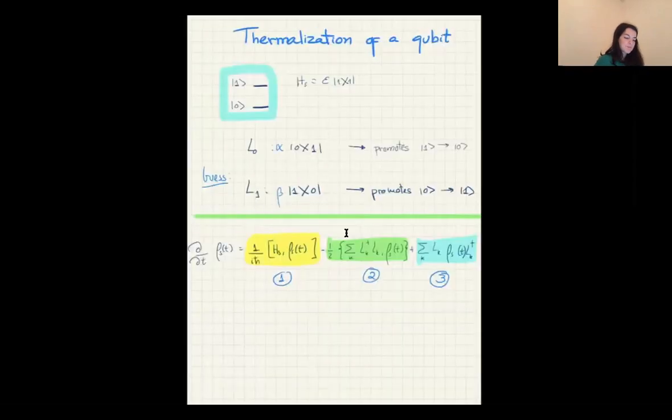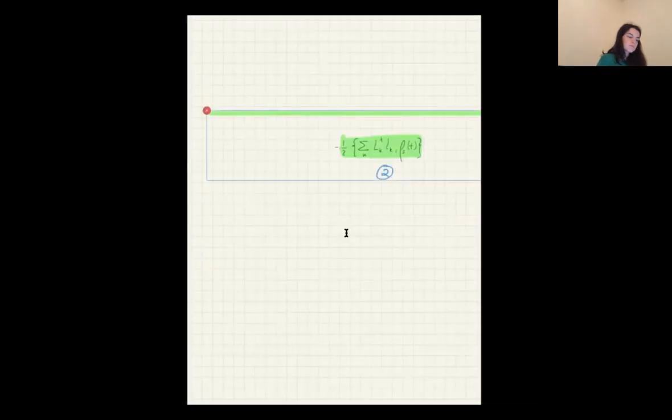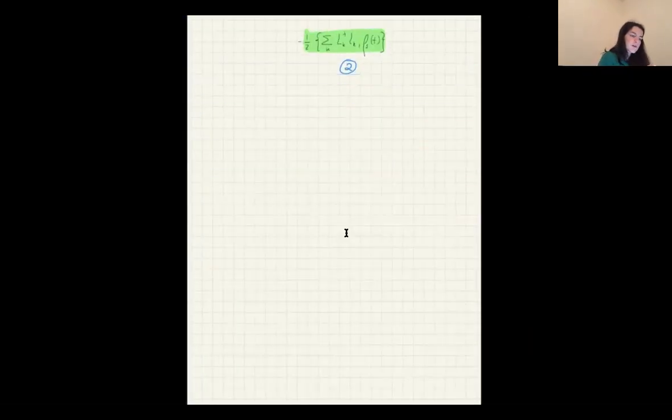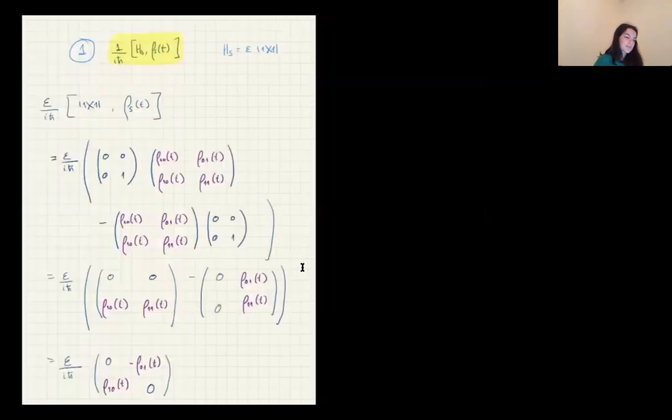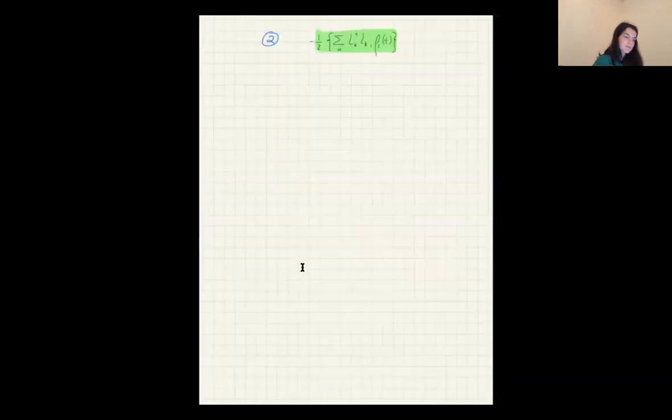What's part number 2? What's this? Okay, with the minus sign and all. And what are these? Our guesses are this. Let's just bring them in for our Lindblad operators.